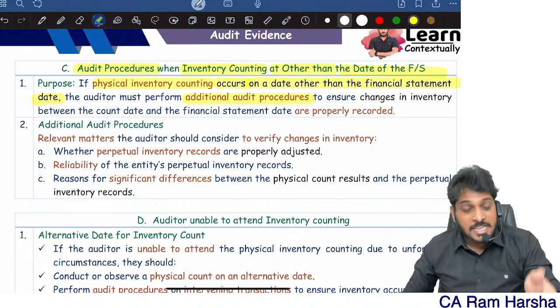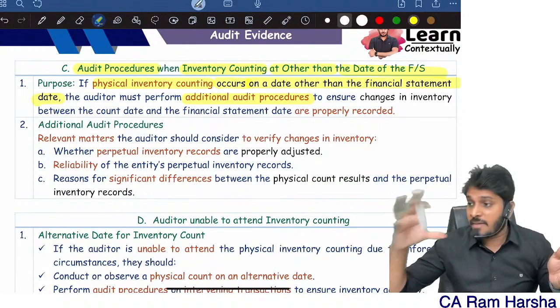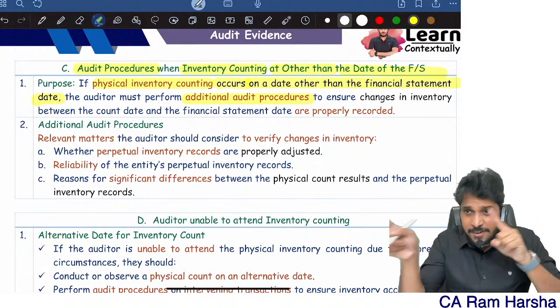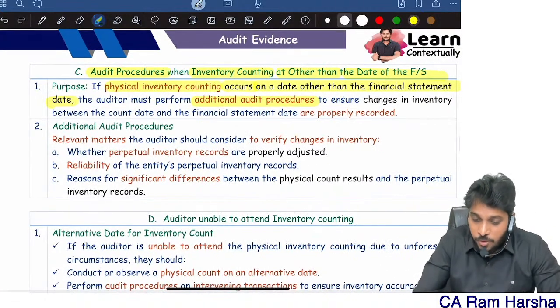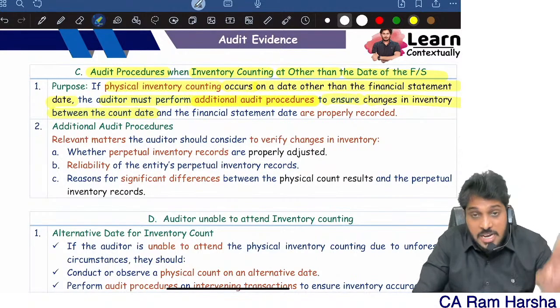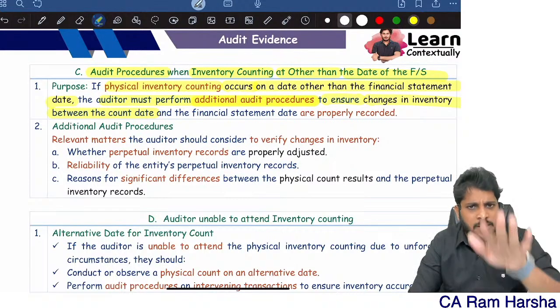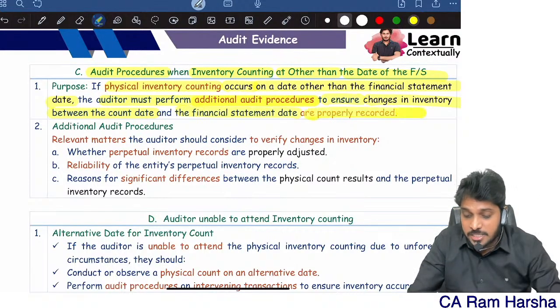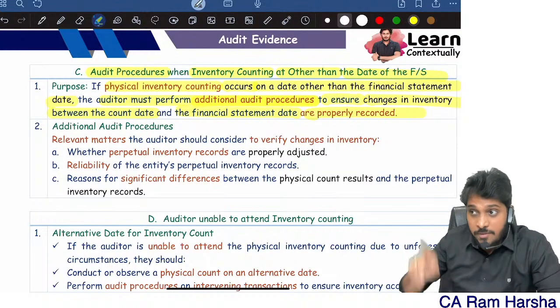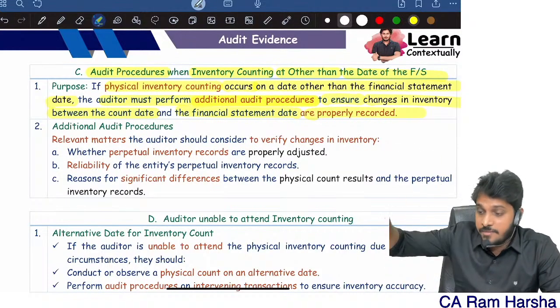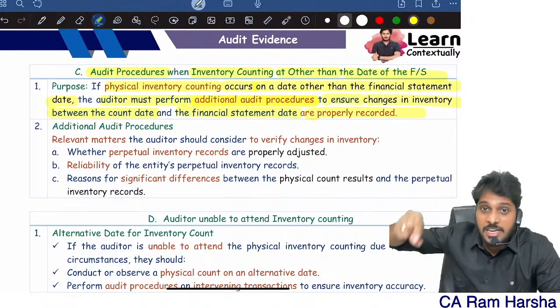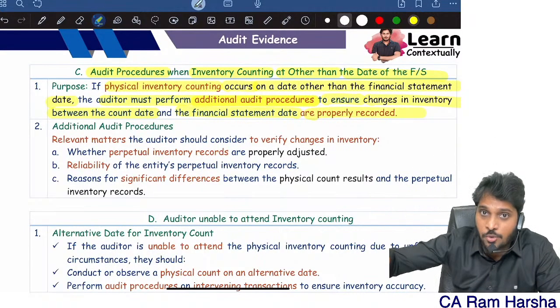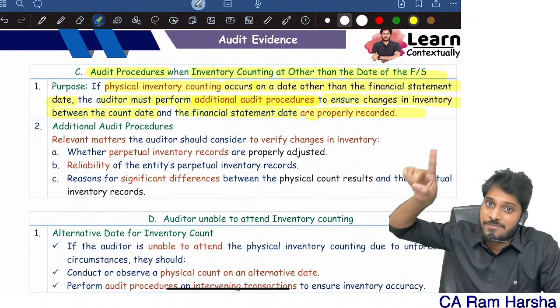In addition to that, since inventory counting is conducted in April or May, not on 31st March, you must check the transactions that happen in the intervening period and whether they are properly recorded. The auditor must perform additional procedures to ensure changes in inventory between the count date and balance sheet date are recorded. For example, counting is on 15th April and the balance sheet date is 31st March. If on 15th April the physical inventory matches the records, perfect. Now between 31st March and 15th April, check whether all inventory movements are recorded properly. Then automatically you will get evidence on 31st March inventory.